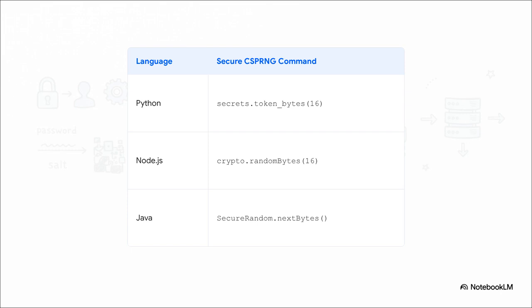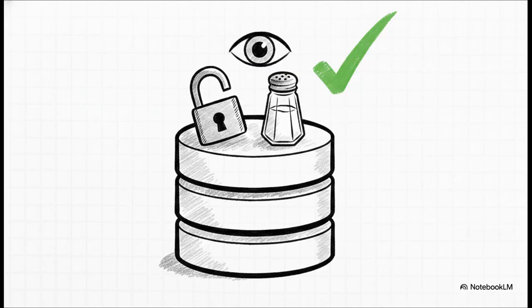In Python, you're going to use secrets.token_bytes(16). In Node.js, it's crypto.randomBytes(16). And over in Java, SecureRandom.nextBytes. These specific functions pull true entropy from the operating system, stuff like disk timing and hardware interrupts, which gives you genuinely unpredictable bytes.